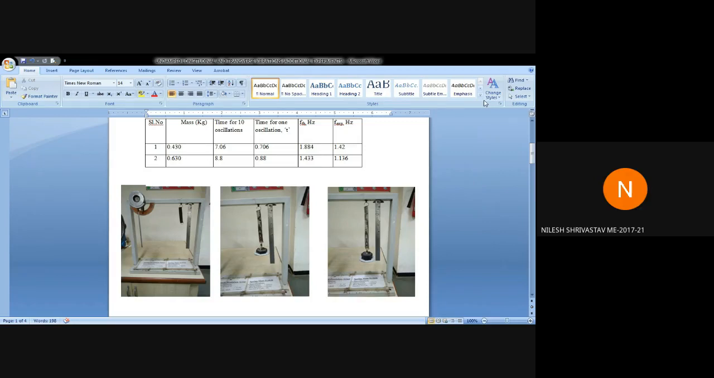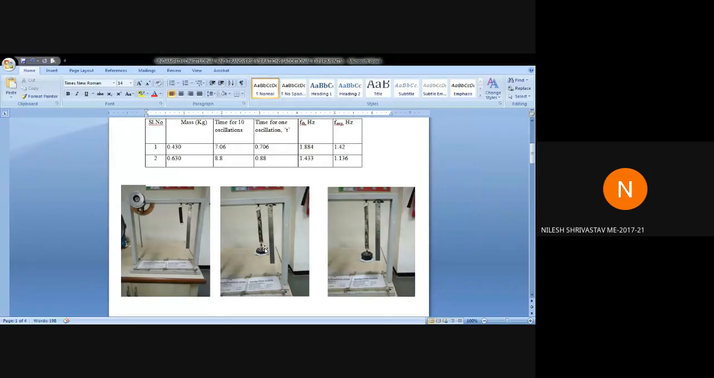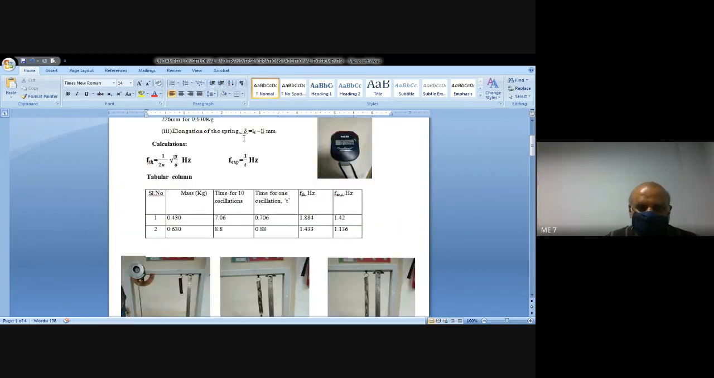So the damped transverse one, sir. Not damped, it is the spring mass system, longitudinal undamped vibration. So we'll first note down the free length of the spring. Then we'll attach the weight and give the initial deflection. Then we note the final length of the spring. The difference between those lengths will give us the static deflection delta.